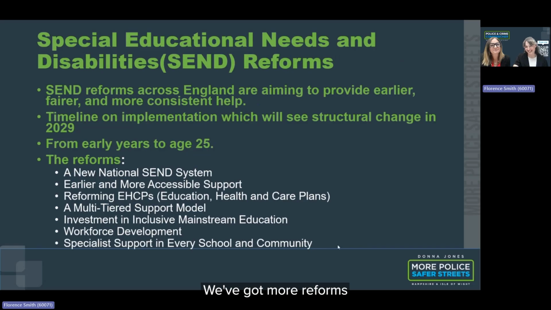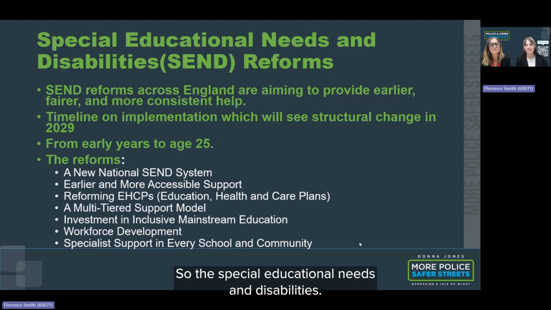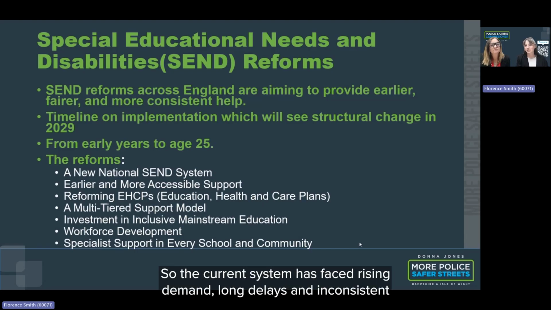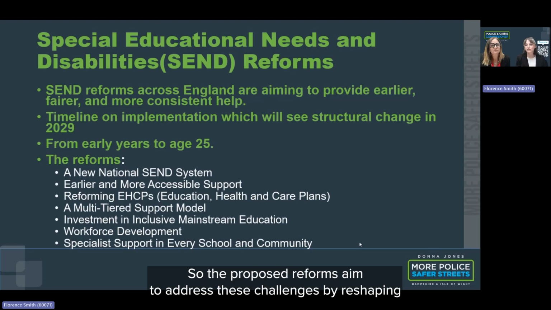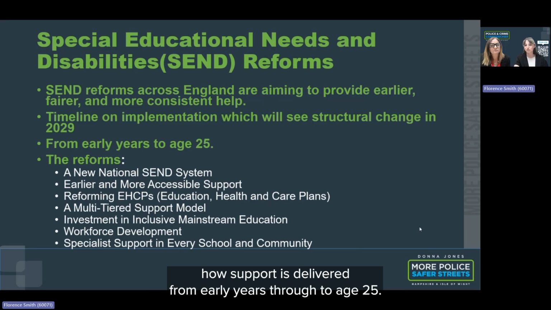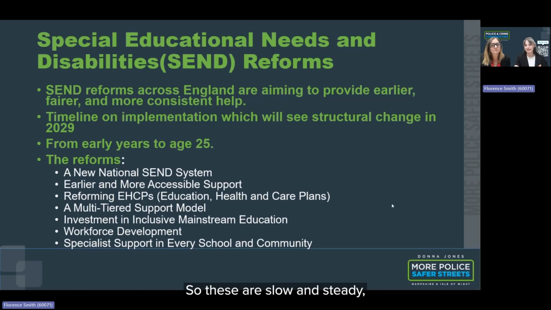We've got more reforms that have happened as well, especially in the SEND sector, so the special educational needs and disabilities. So the current SEND system has faced rising demand, long delays and inconsistent support across local authorities and across services in general. So the proposed reforms aim to address these challenges by reshaping how support is delivered from early years through to age 25. There is a timeline for implementing these changes, and some of them have the deadline of 2029 and some changes are expected to happen up until 2035. So these are slow and steady.